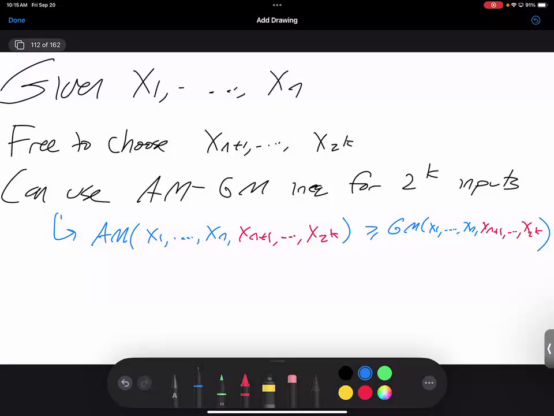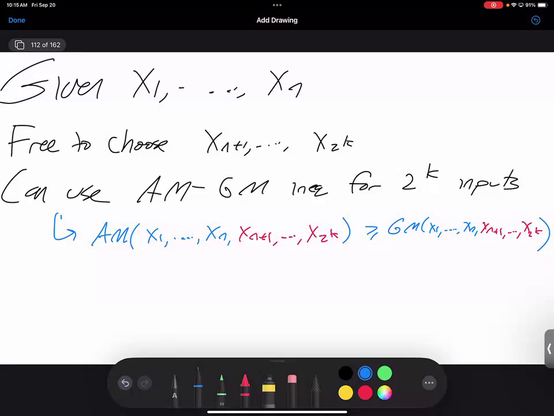So we have to add some extra things. We can't use the arithmetic mean, geometric mean inequality, for instance, if we have 7 inputs. We can only do it if we have 1, 2, 4, 8, 16. We can't do it for 11 inputs. So what I can do is prove it for 16 and then, you give me any 11 numbers, I choose 5 numbers appropriately. And now I can do it for 16.